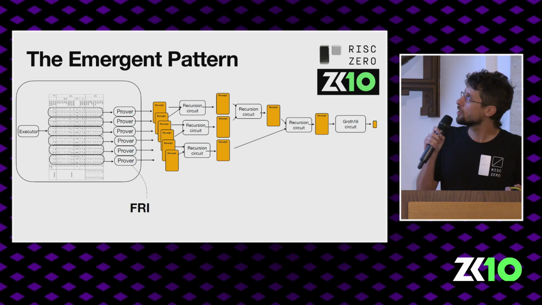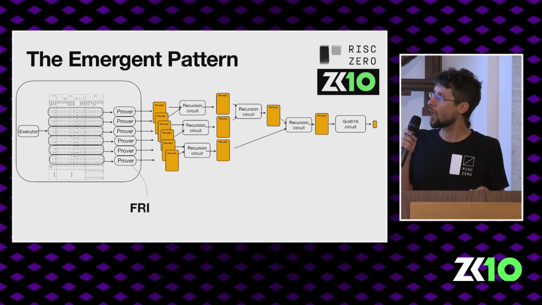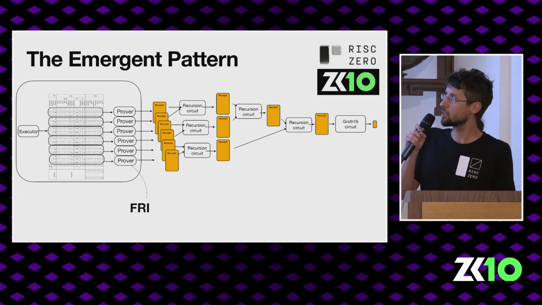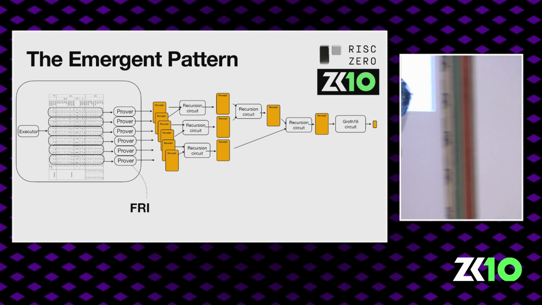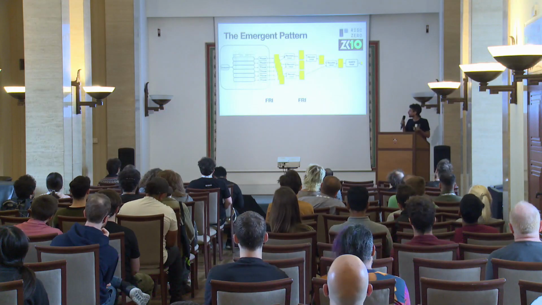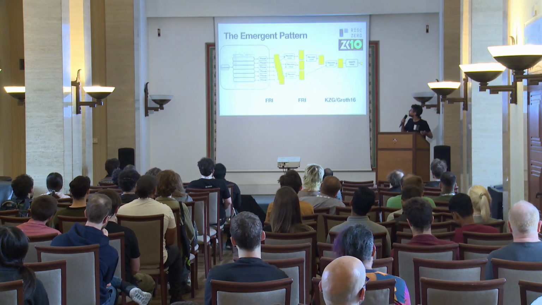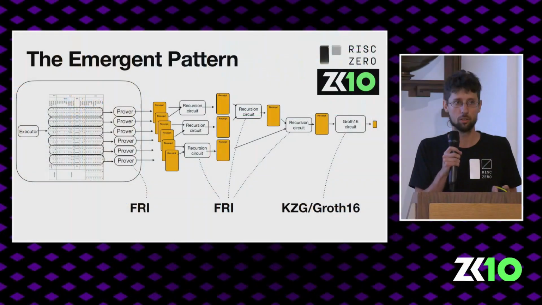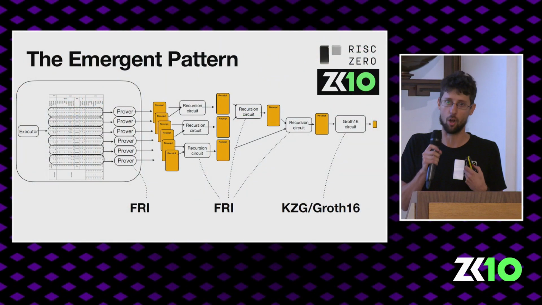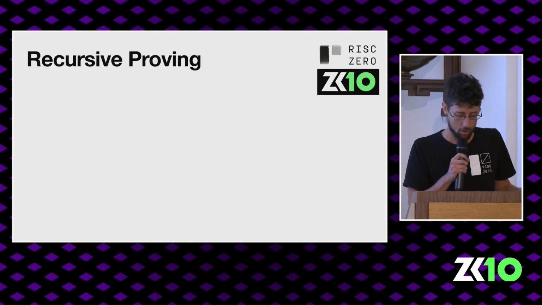You can see here there are a few layers of proving. Initially, we run provers to generate these 6 receipts shown here, and we're using FRI for those proofs. Then we do recursion, and we're using FRI for those proofs also. And then finally, we wrap it up to make it small. In our case, this is Groth16; in the other platforms, KZG.